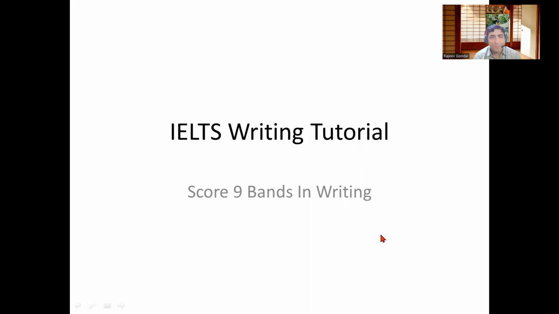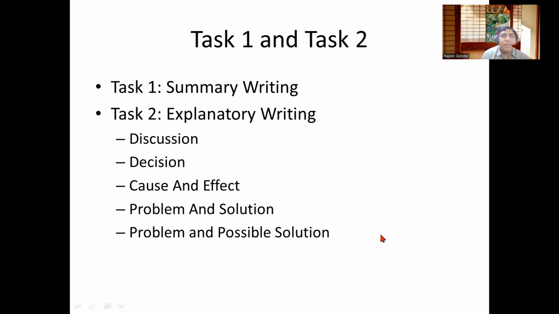So what exactly are these two tasks of IELTS? The first task is to write a summary. It is called task 1. In this you will either get a graph or a picture, and you are supposed to describe it, not describe it actually, summarize it in 150 words. And task 2 is explanatory writing, where you might be required to discuss something, or you might be required to take a decision and defend it.